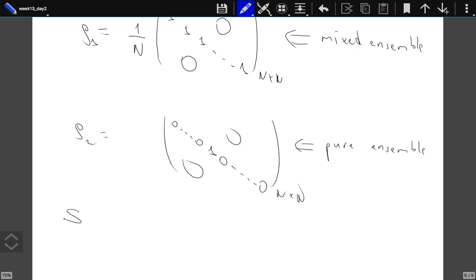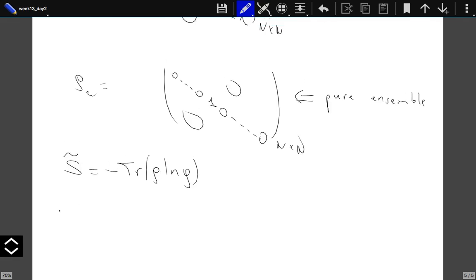Let me call it S, minus the trace of rho logarithm of rho. Let's calculate this quantity for both rho 1 and rho 2. Let me put a tilde over here. S tilde 1 is equal to minus the trace of rho 1 logarithm of rho 1.